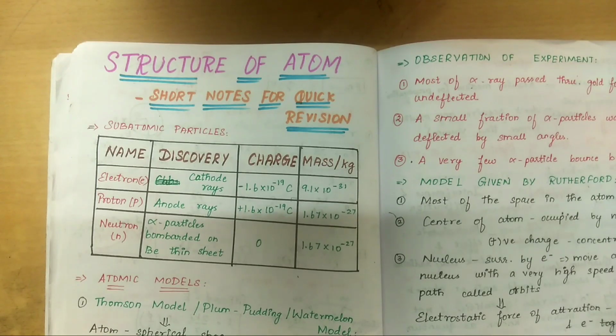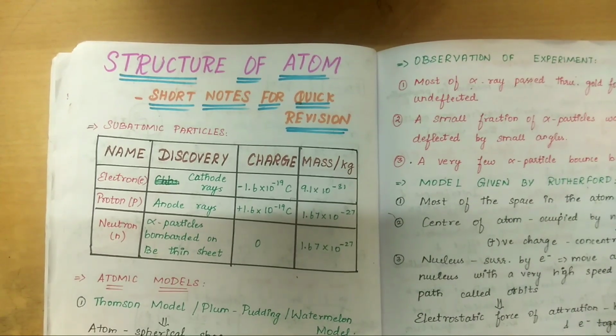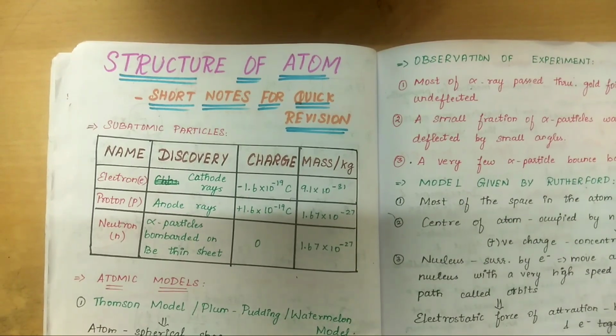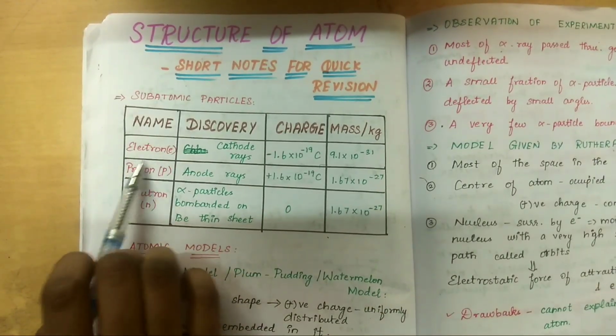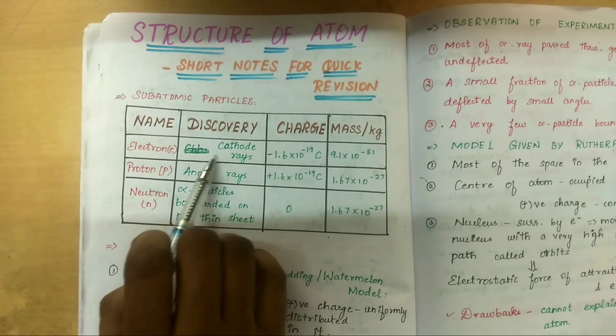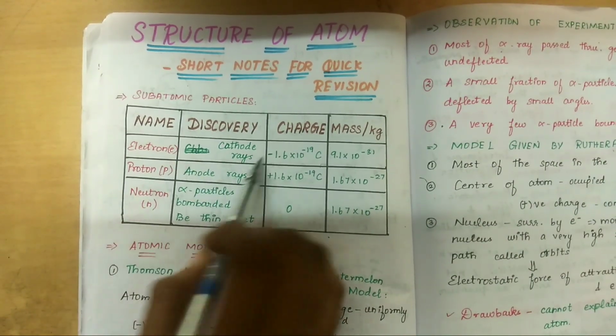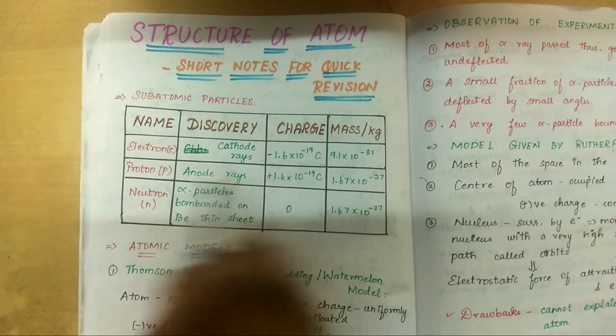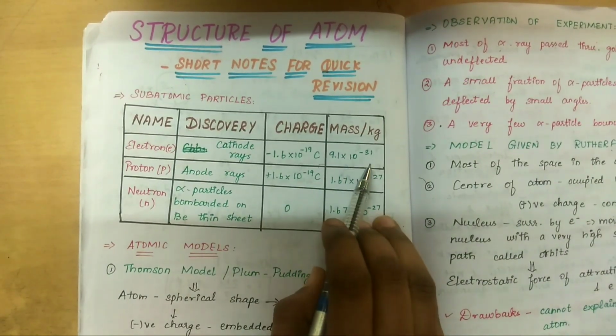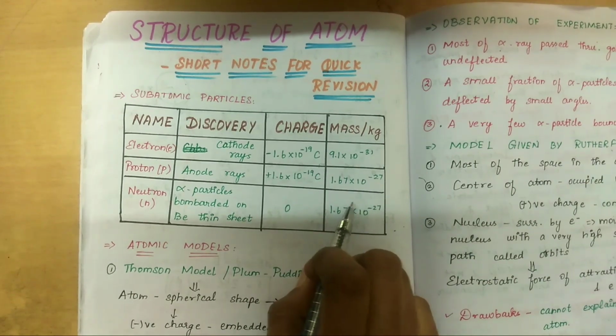In this video, we are going to see the short notes for quick revision of the chapter Structure of Atom in Chemistry. First, we shall see the subatomic particles. The first subatomic particle is the electron. Its discovery is from cathode rays, its charge is minus 1.6 into 10 power minus 19 coulombs, and its mass is 9.1 into 10 power minus 31 kilograms.